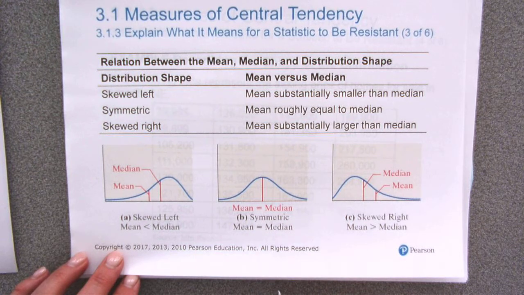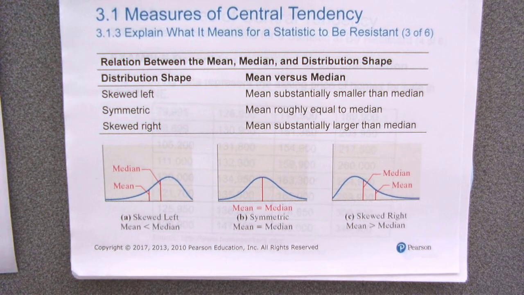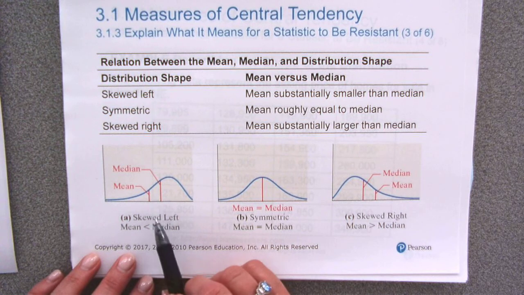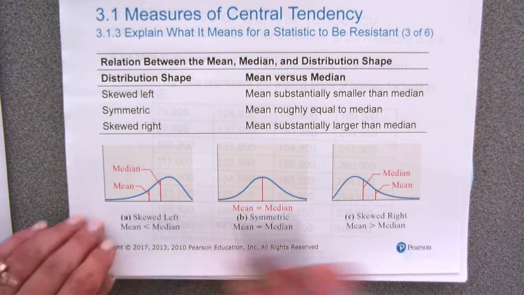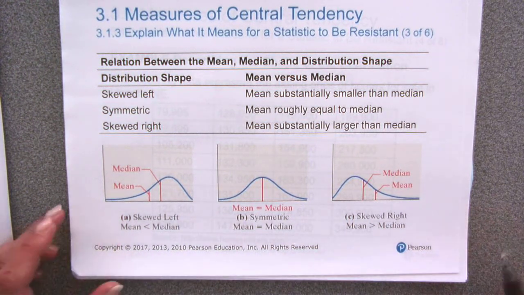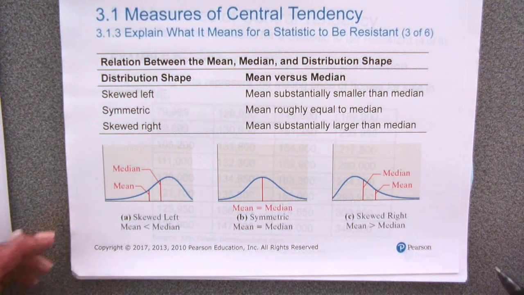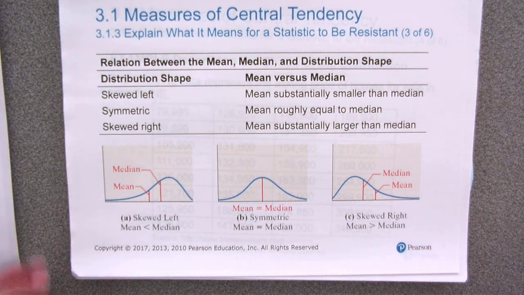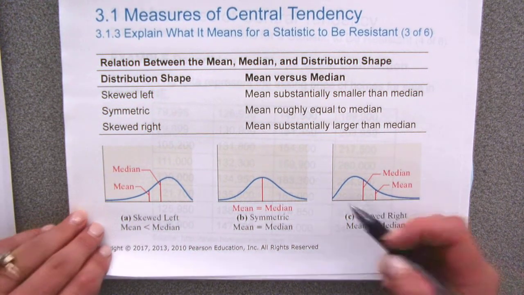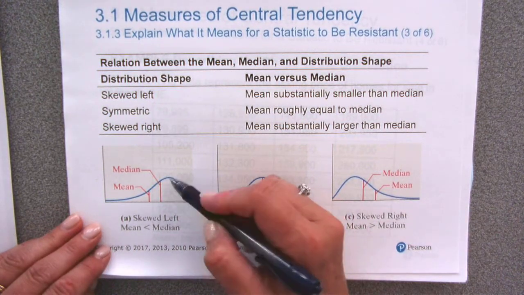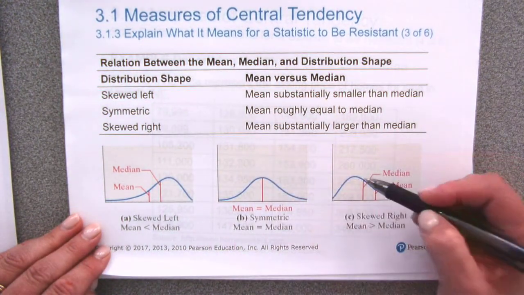So remember, the median is the middle number. The mean is like the average. Okay, and what we're going to talk about after this is the mode, which is the number that occurs the most often. And we'll see another one here in a minute, but the mode is where it's the tallest. Okay.